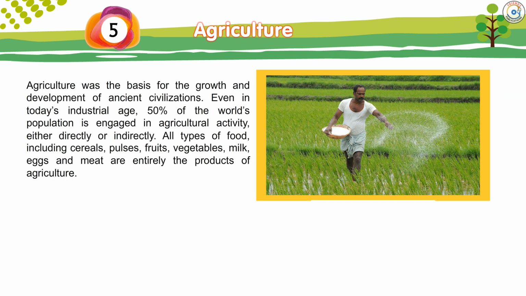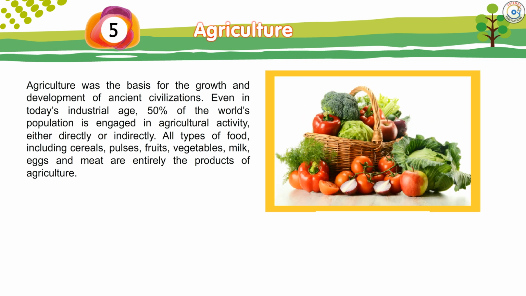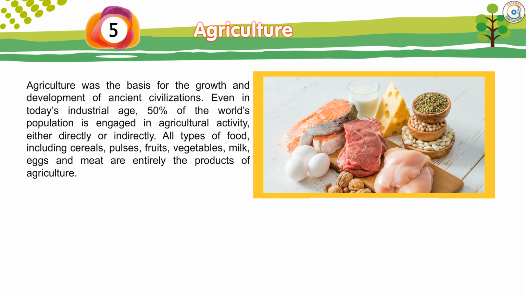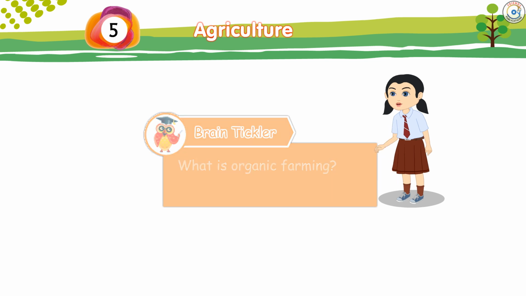Agriculture was the basis for the growth and development of ancient civilizations. Even in today's industrial age, 50% of the world's population is engaged in agricultural activity, either directly or indirectly. All types of food, including cereals, pulses, fruits, vegetables, milk, eggs and meat are entirely the products of agriculture. Brain tickler. What is organic farming?